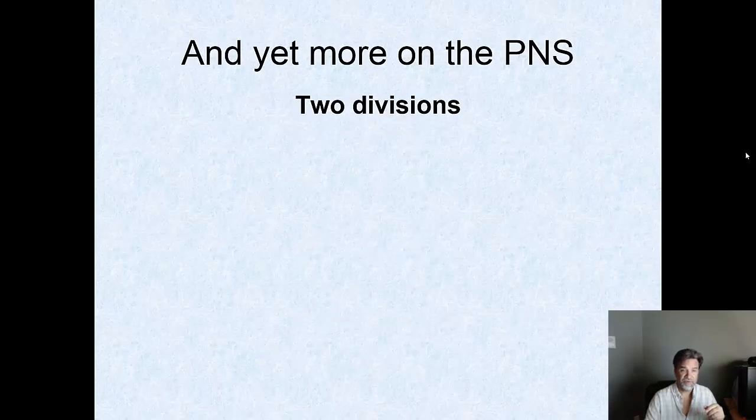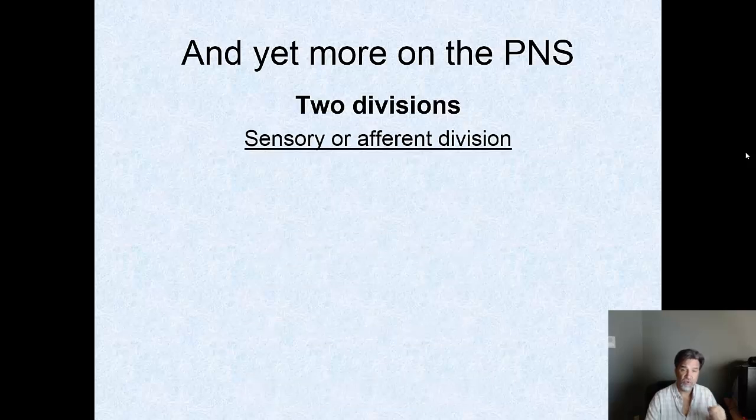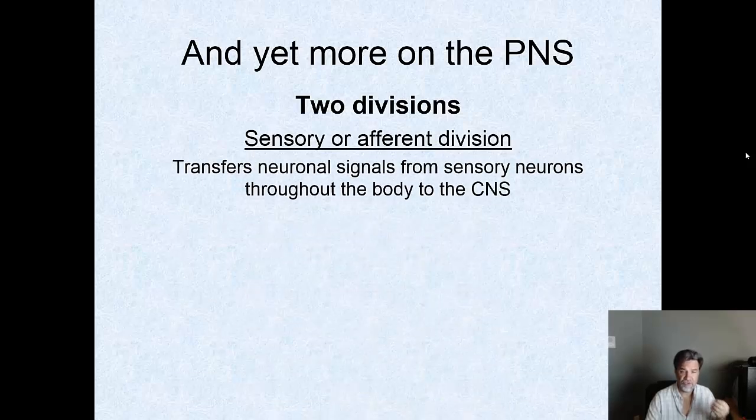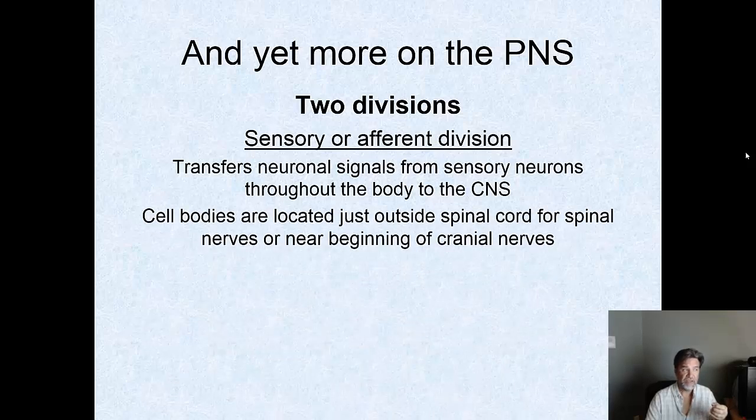More on the peripheral nervous system. It's actually subdivided into two more divisions. One's the sensory components of the peripheral nervous system. So we're looking at all that sensory information that can be conducted to the spinal cord or brain. And if it's conducted to the central nervous system, then it is a sensory nerve, and it is part of the afferent division. Typically, these have cell bodies just outside the spinal cord.